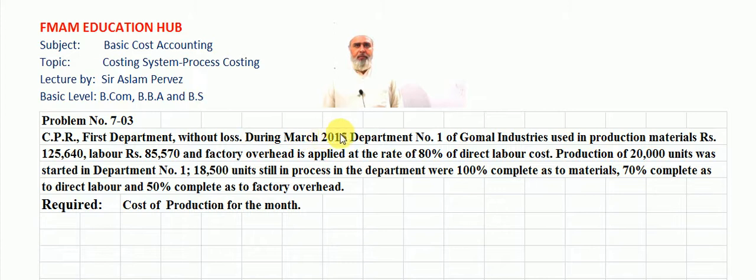During March 2015, Department number 1 of Gomal Industries used in production materials rupees 1,25,640, labor 85,570 rupees, and factory overhead is applied at the rate of 80% of direct labor cost. Production of 20,000 units was started in department number 1.